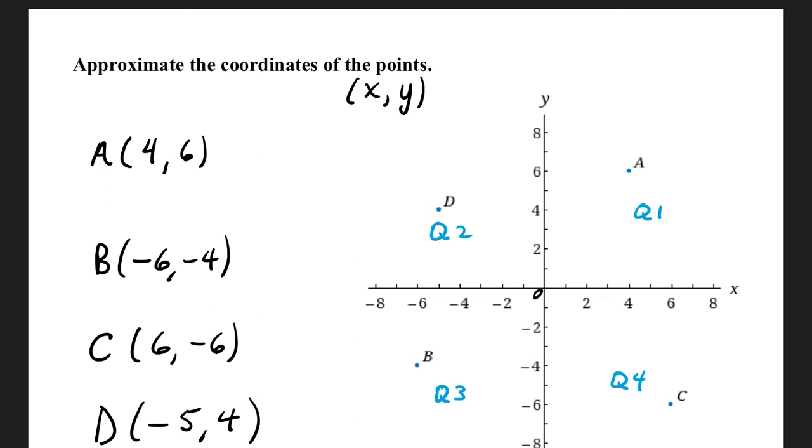The X and Y axes split your coordinate system into quadrants. If you start in the top right, the upper right quadrant is quadrant 1. Going counterclockwise, you can label quadrants 2, 3, and 4.